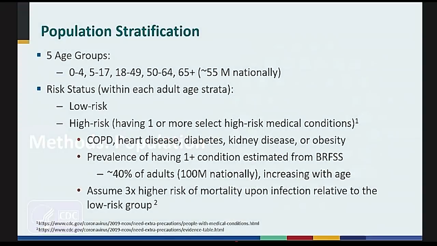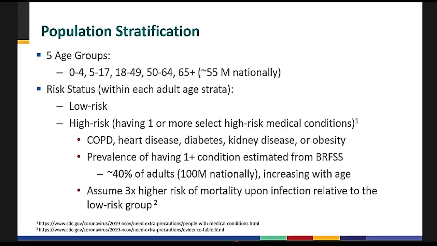For the next few slides, I'm going to be describing the methods and focusing on how we stratified the population in the model, the assumptions we made for vaccine characteristics and allocation, and the characteristics of the assumed epidemic scenarios and how they varied in relation to the introduction of the vaccine. We began by stratifying with 5 age groups, 0 to 4, 5 to 17, 18 to 49, 50 to 64, and 65 plus.